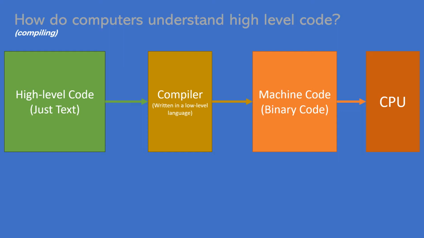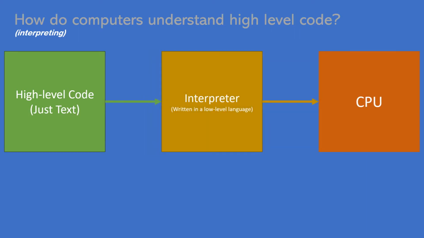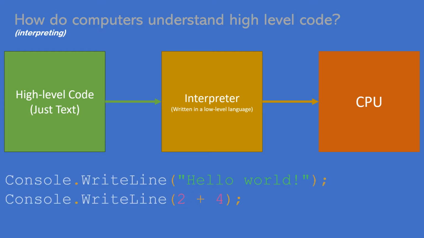The second method is interpreting. So with interpreting, your program basically stays as text. It never actually gets converted to machine code. So we use a program called an interpreter, which is lower level than the language it's interpreting. Same goes for the compiler, actually. And what then happens is, when you run the program, the interpreter will basically read through the text and then just do whatever the text says.